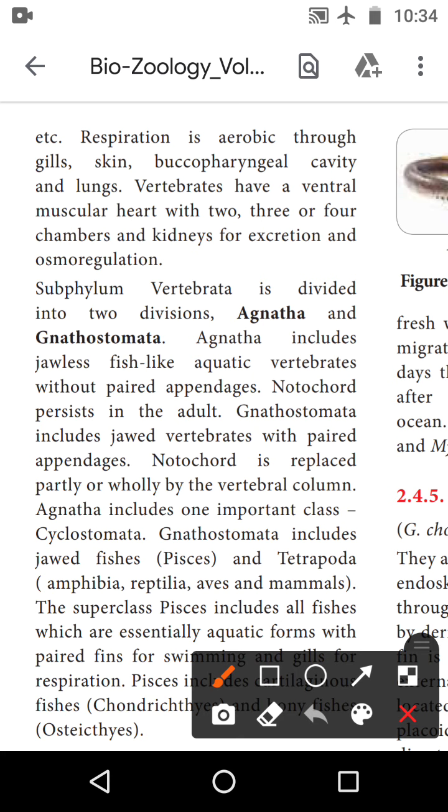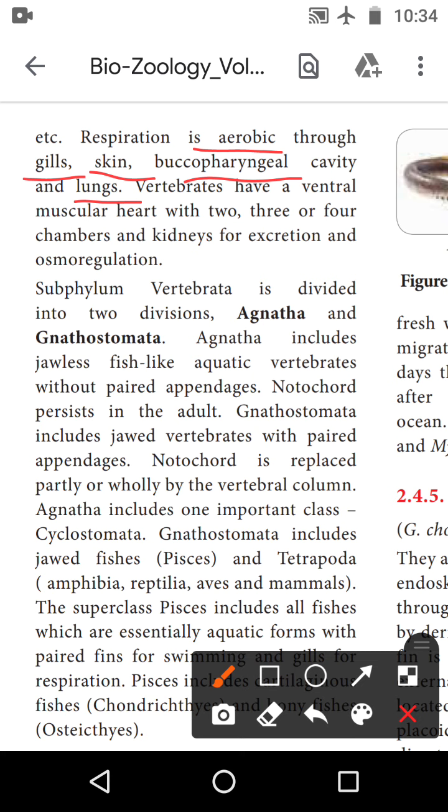So vertebrate, what is the respiration? Correct, aerobic respiration, so in the presence of oxygen, oxygen is utilized for respiration. So gills and skin, bucco-pharyngeal cavity and the lungs are used for respiration.